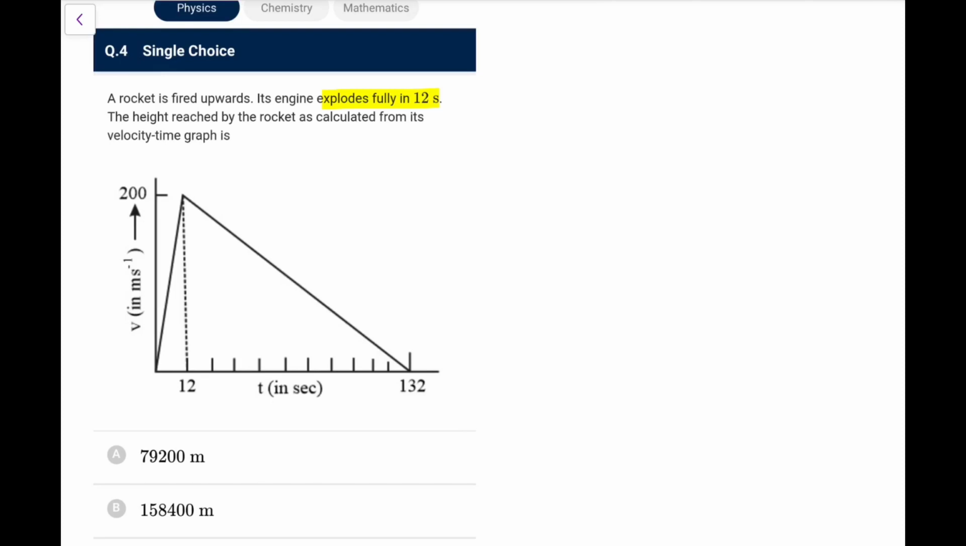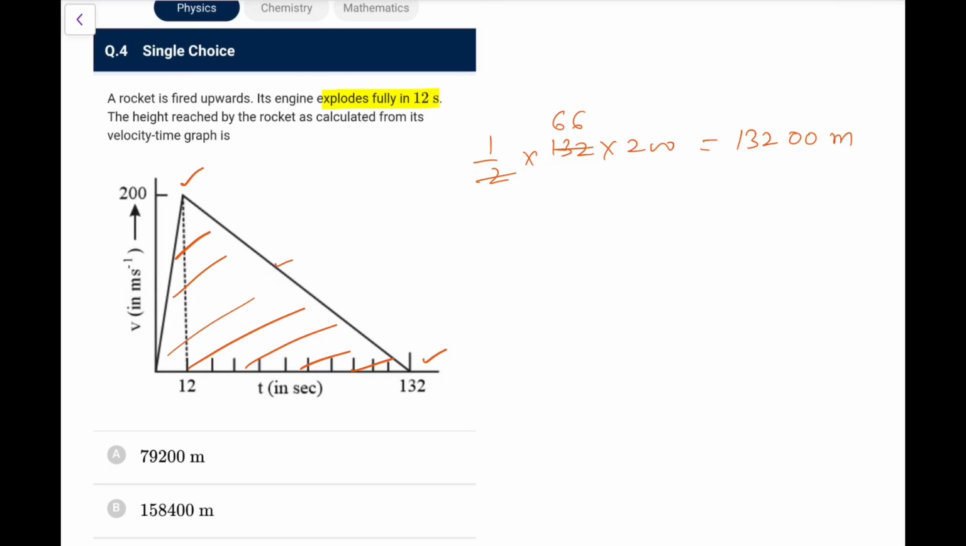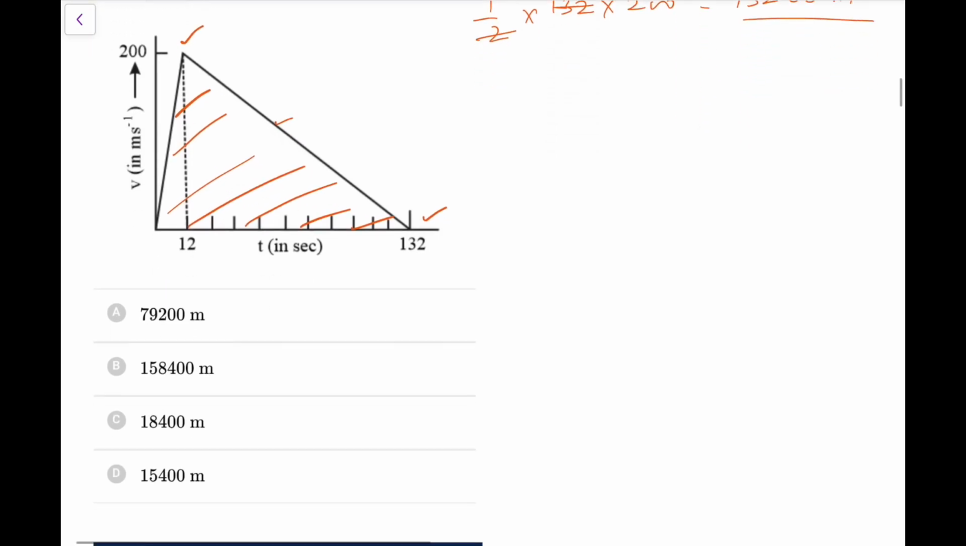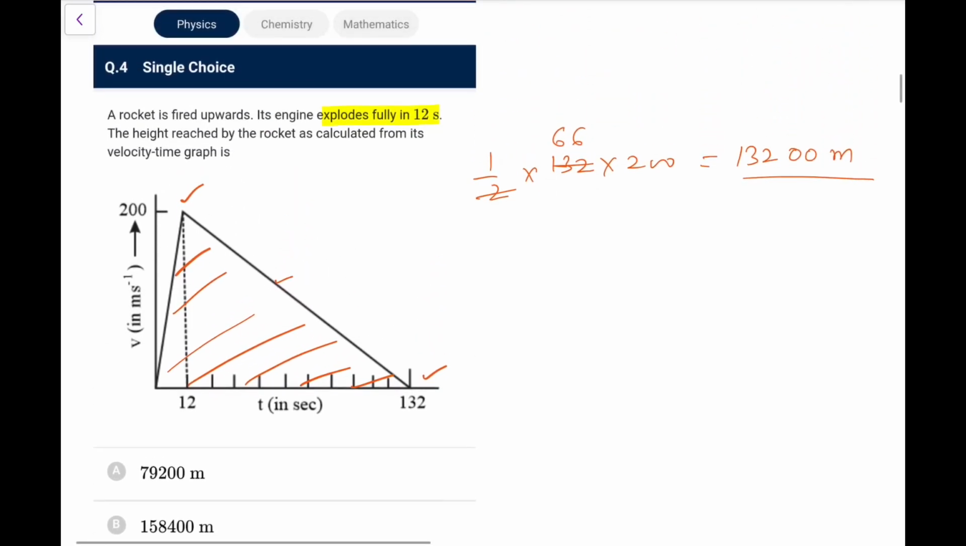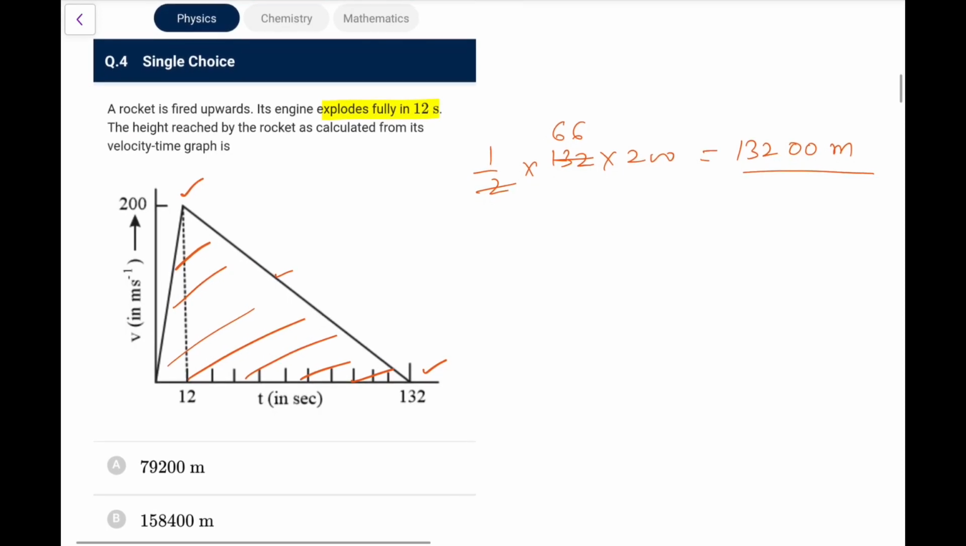Okay, the height reached by the rocket as calculated from its VT graph is, so VT graph you can say, just remember this is not the highest point, because velocity here is decreasing but is still positive. So just calculate the area, VT area will give you the height. That area is half into this, 132 into 200. So this is what we have, 66 into 2, that is again 132, 13200 meters, 13.2 kilometers you can go.